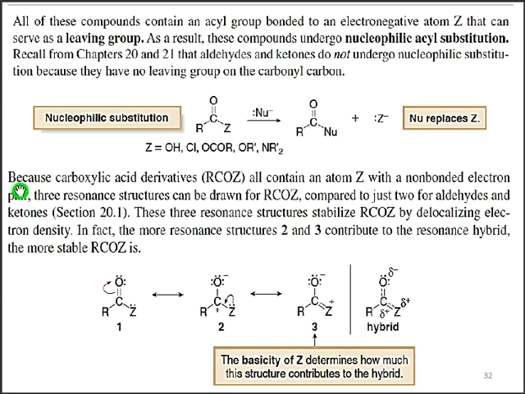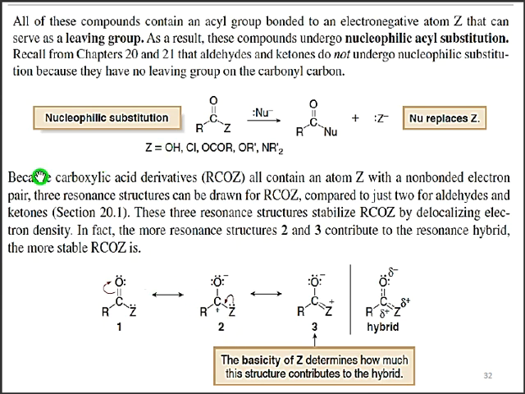And it says here, because carboxylic acid derivatives all contain an atom Z with a nonbonding electron pair, their resonance structures can be drawn for the RCOZ like this. This lone pair of electrons, if you open the pi bond to the oxygen atom, we will have a negative charge, and the lone pair of electrons will make a new pi bond, and the positive charge will be on the Z atom. For this reason, it will be stable. Why? Because of the resonance structure.